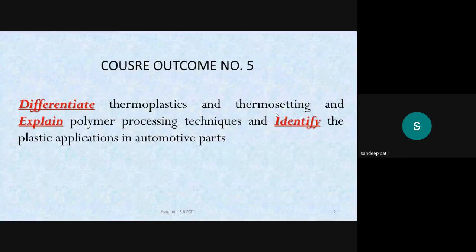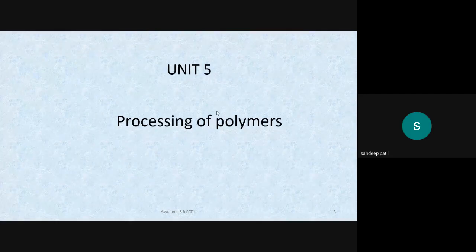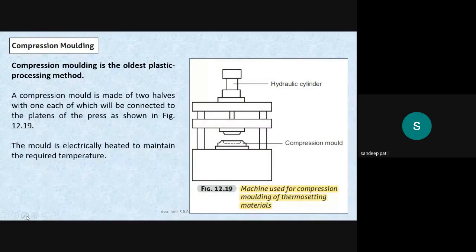We are discussing course outcome number 5, that is to differentiate thermoplastics and thermosettings, explain polymer processing techniques, and identify plastic applications in automotive parts. Unit number 5 that we are discussing is the processing of polymers. In this, let us first see compression molding.